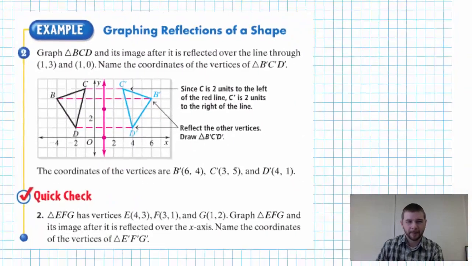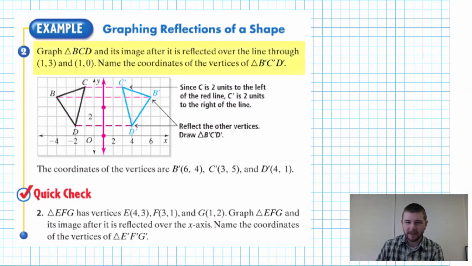Here's an example. Graph triangle BCD and its image after it's reflected over the line through (1, 3) and (1, 0). Name the coordinates of the vertices of triangle B', C', D'.